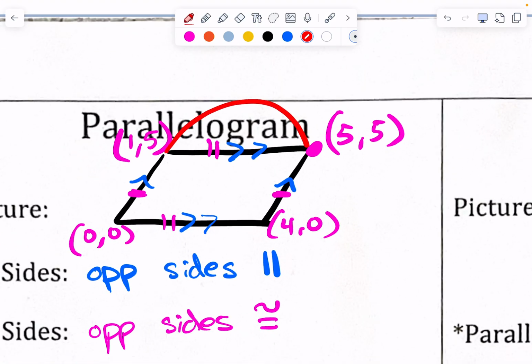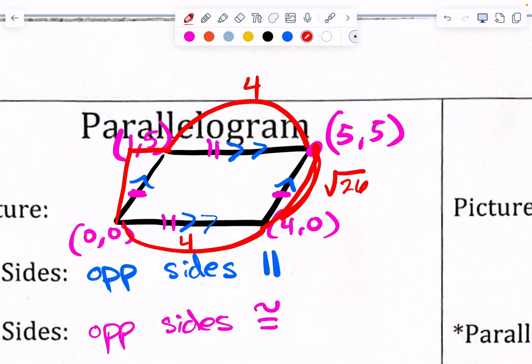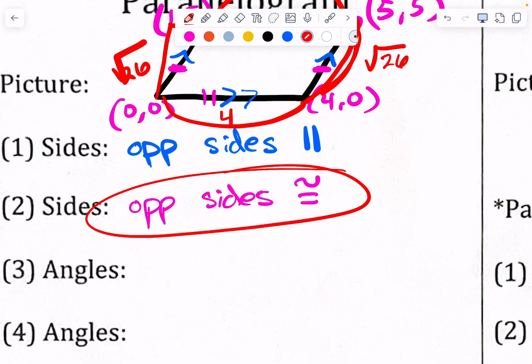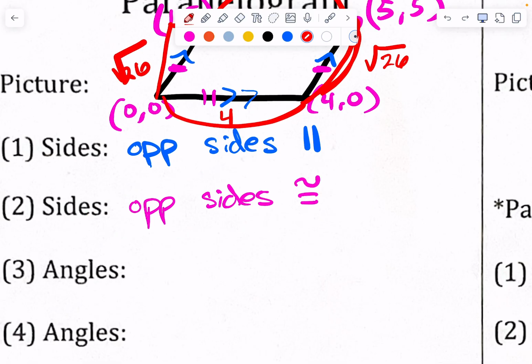I don't really have to do distance formula for this top one. I can just count. How much is that? 4. And this one is also 4. And then I would have to do the distance formula here, right? It's up 5 over 1. That would be the square root of 26. Good math. Up 5 and over 1, that would be the square root of 26, right? So I'm looking at the distances now instead of the slopes, right? If I'm proving that the opposite sides are congruent, okay? That checks out, so this is a parallelogram.